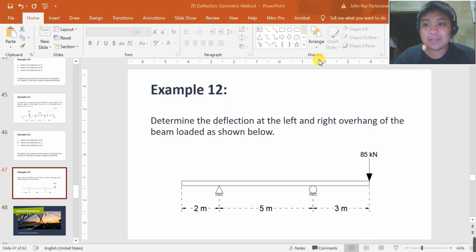So this time, ang pag-uusapan naman natin is this example number 12 na nakikita nyo sa screen nyo.